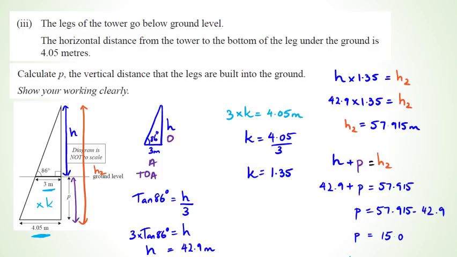So that should be 15.015 meters, but of course rounded up, we can write that as 15.02 meters. Okay, so in terms of marks, I think you need to get P correctly for merit.